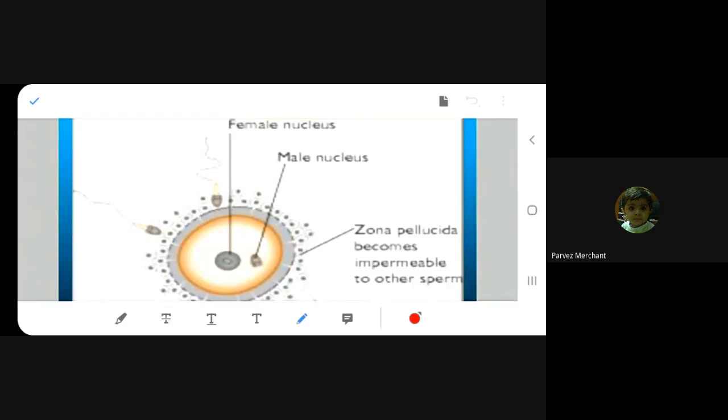Now over here, see, this is the egg nucleus. So it's a female nucleus, right? And the sperm which has gone inside, see, this has come inside. So this is the male nucleus. This fertilization has already taken place. Inside the egg cell, we have got two nuclei. One is of the egg, and the other one is of the sperm.